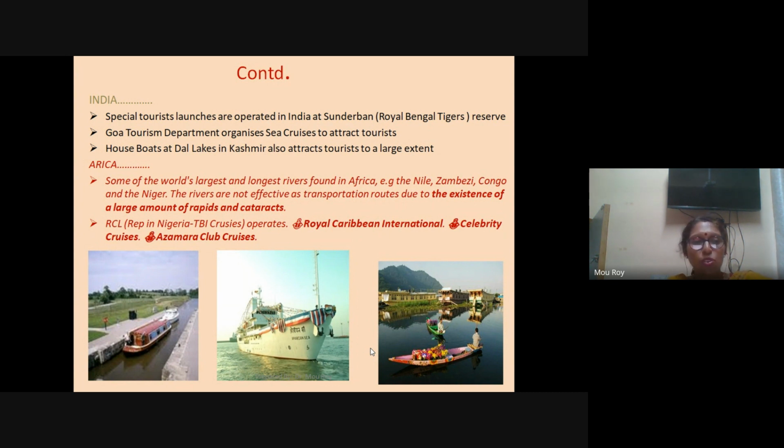Okay, so some I have found, like some of the world's largest and longest rivers found in Africa, that is the Nile, Zambezi, Congo, and the Niger. The rivers are not effective as transportation routes because of the existence of a large amount of rapids and cataracts. So there are some other cruise lines, very important: Royal Caribbean International, Celebrity Cruises, Asmara Club Cruises. These are all in Africa, okay? So I've just tried to find out and put it on the slides.